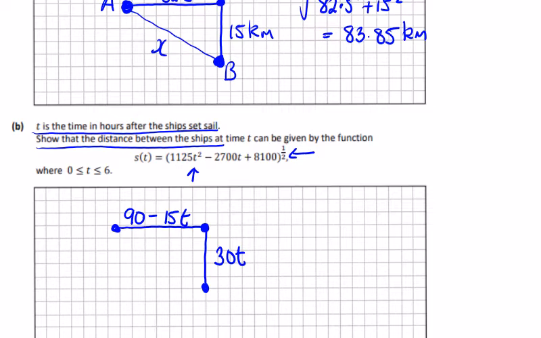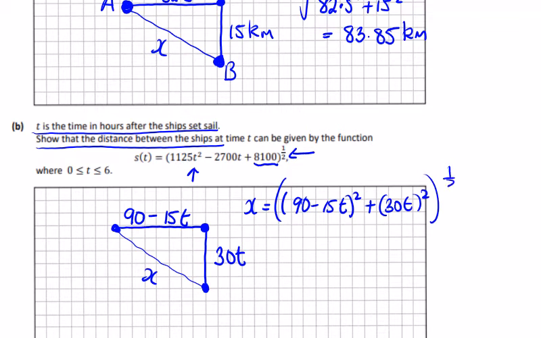So we just changed the sides of our triangle here. And this hopefully works out to be what we have above. We can see we're going to square them. So we're definitely going to have the 8100. So we're on the right track here. So we know that x is equal to the square root, or we're going to just put it to the power of a half. So x is equal to 90 minus 15t to be squared plus 30t to be squared, all to the power of a half.